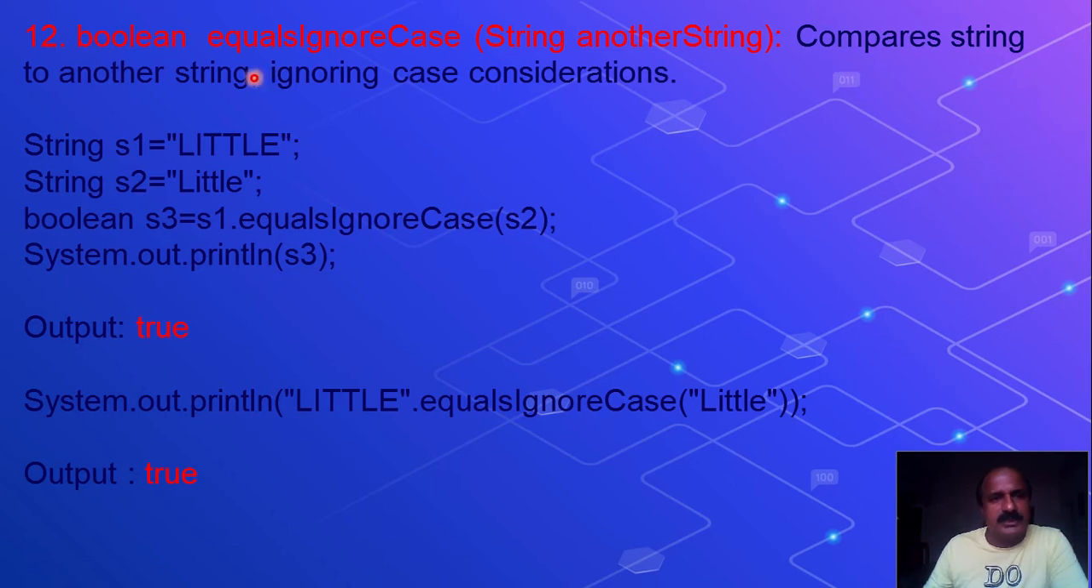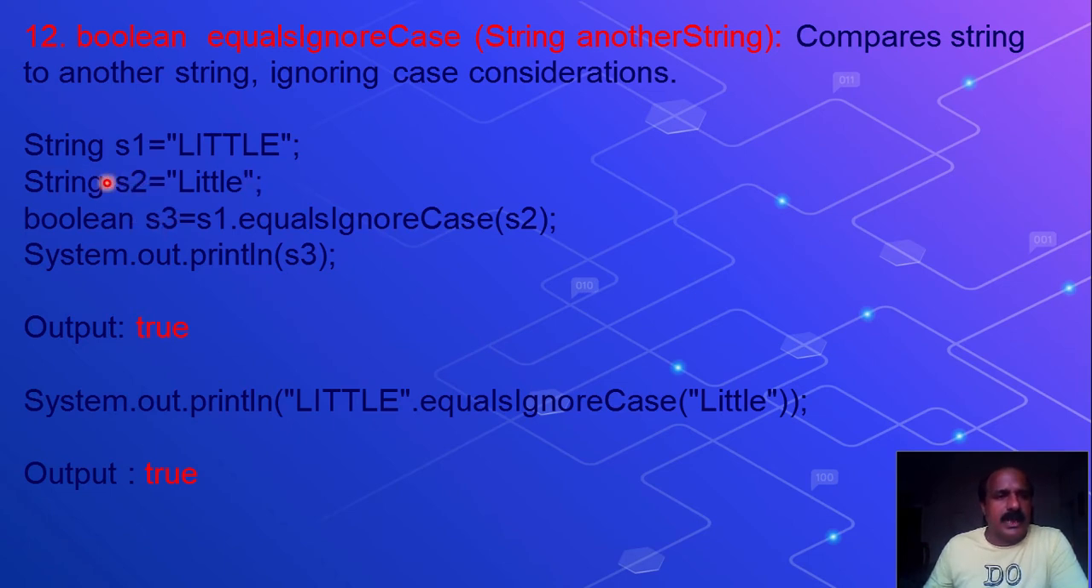If the strings are equal, it will return true value. If the strings are not equal, then it will be returning false value. And remember, equals is a case sensitive function, but equalsIgnoreCase is not a case sensitive function. Okay, let us see the examples now.